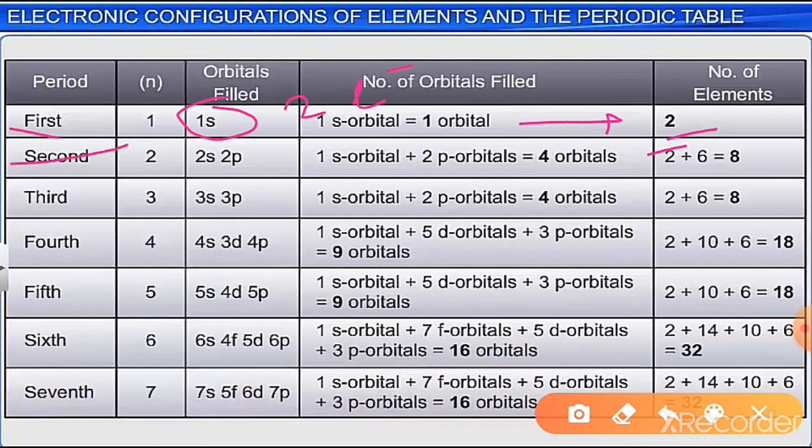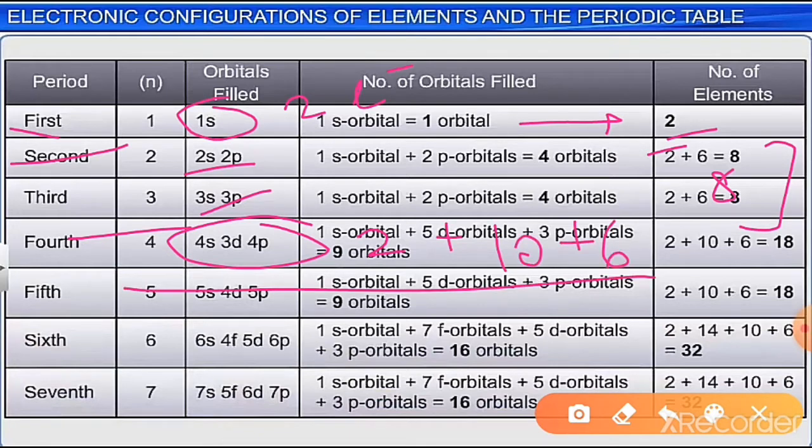In the second period the orbitals being filled are 2s 2p, same as with the third, 3s 3p. So both will have 8 electrons each and 8 elements. 4s2, 3d and 4p are the orbitals being filled in the fourth, so the number of electrons being filled is 18, same as with the fifth period. In the sixth, the orbitals being filled are s with a maximum of 2 electrons, f with 14, d with 10 and p with 6. So a maximum of 32 elements are placed in the 6th and 7th periods.